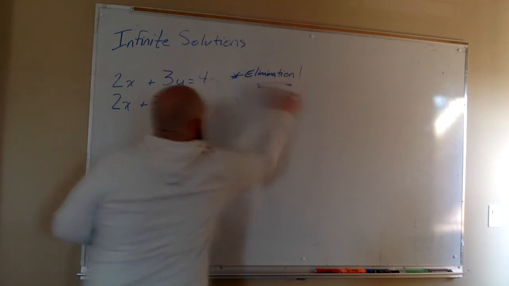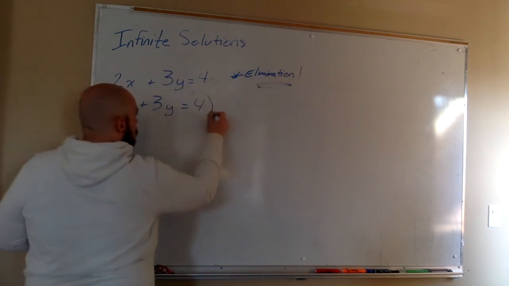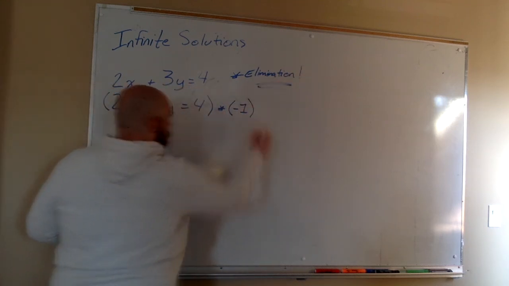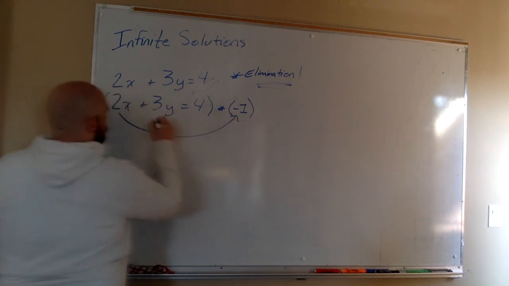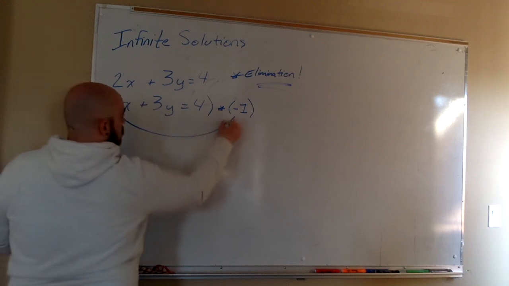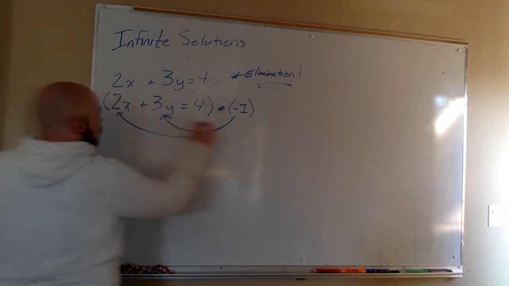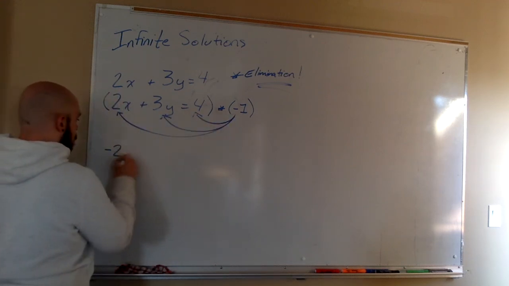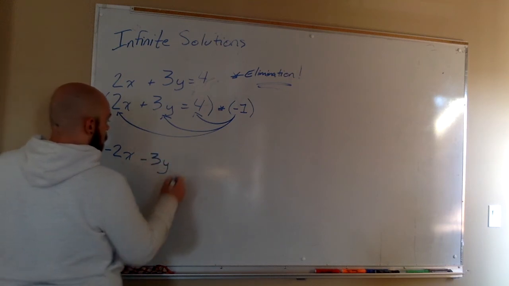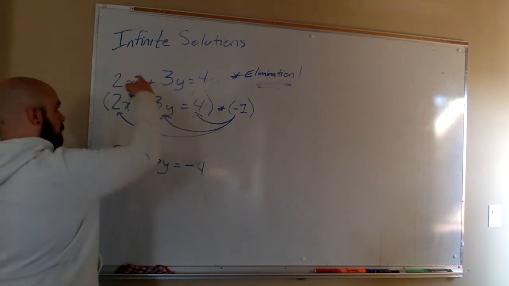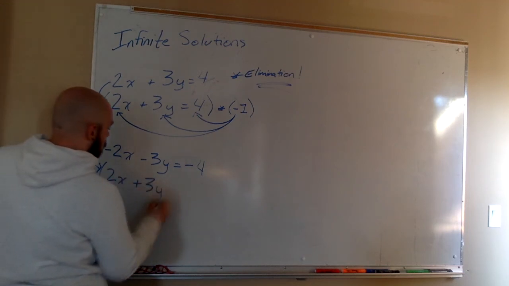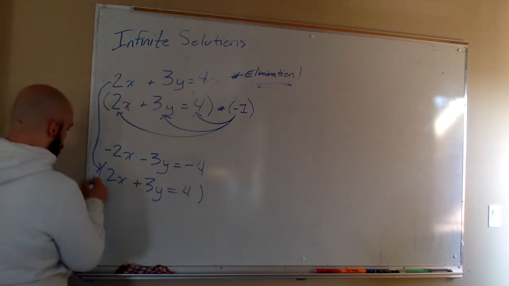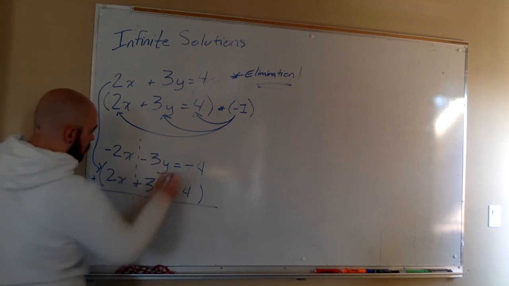It might not be obvious, but if we multiply this bottom equation by a negative 1, then all of our signs are going to flip, and we'll have a 0 pair with that 2x, and we'll have a 0 pair with that negative 3, and we'll have a 0 pair with that 4. So once we distribute that negative 1, our new equation looks like negative 2x minus 3y equals negative 4. Bring our other equation down, and we're just going to add these two guys together.